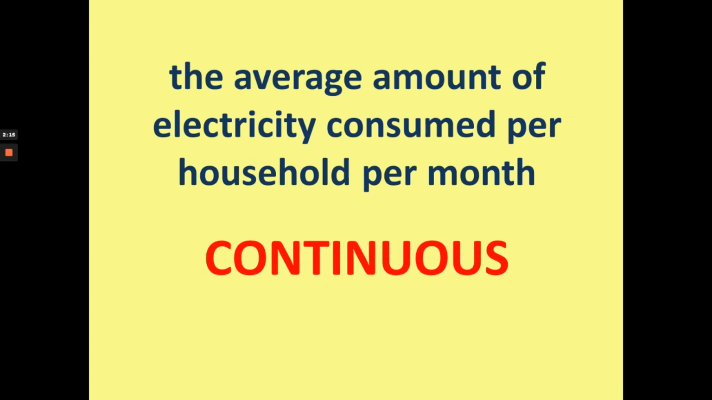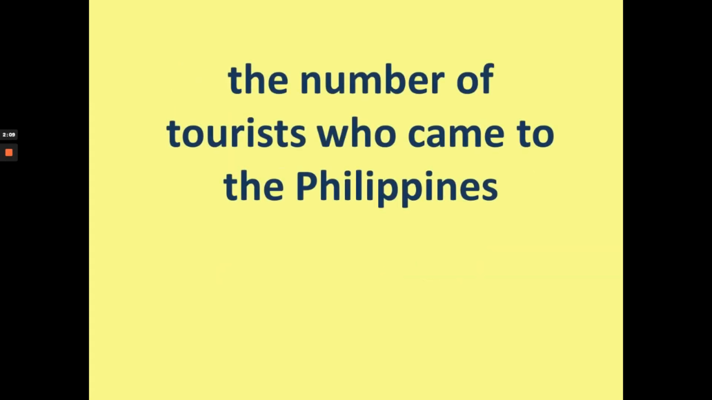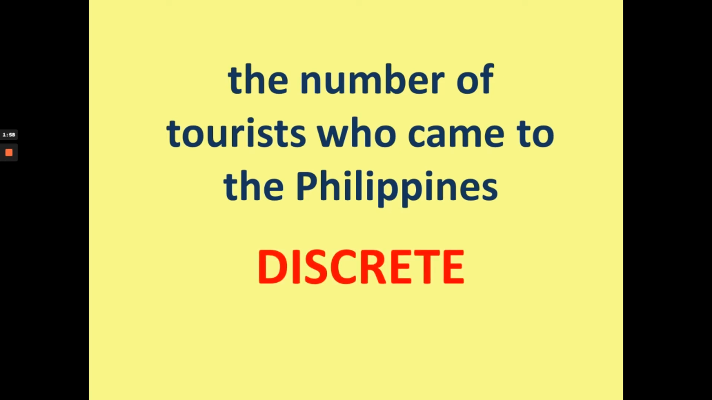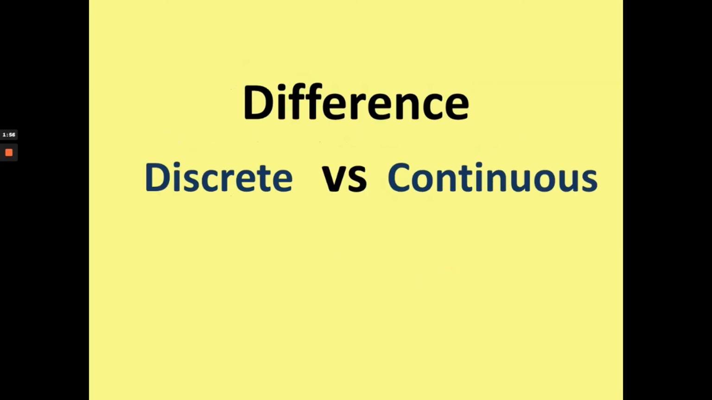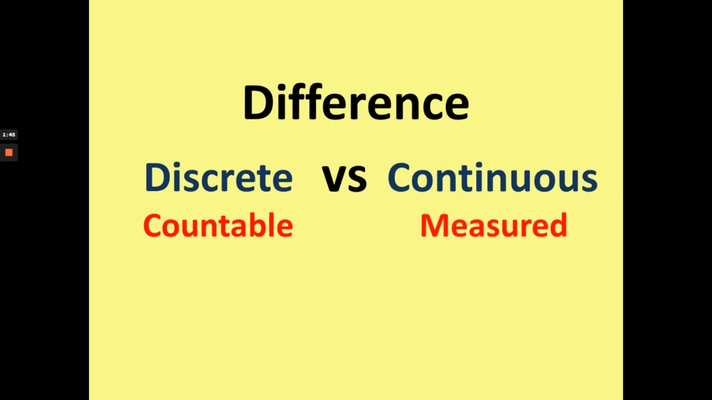Again, we need to measure for us to be able to know the average amount of electricity consumed per household per month. And the last item here is the number of tourists who came to the Philippines. Is this discrete or continuous? This is a discrete random variable. So in summary, the difference between discrete and continuous random variable is that for discrete, it is countable, and for continuous, it's measured.